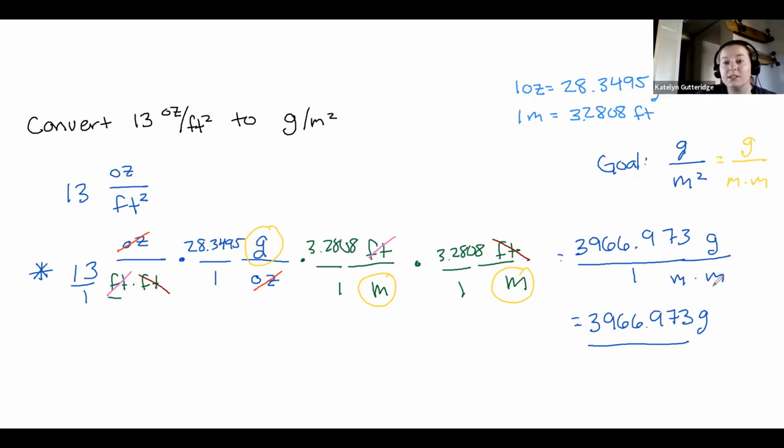Now I'm going to do meters times meters. A unit times a unit gives you a unit squared. So meters times meters gives us meters squared. And then in the other way to write this, you would have the 3,966.973 grams per meter squared. And that would be our final answer.